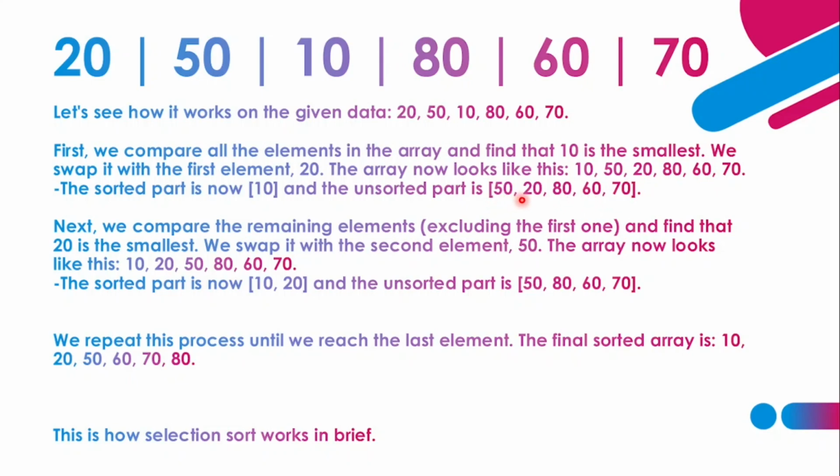In the unsorted part, in the second step, we'll find 20 is the smallest. As we can see, we have 50 at the second position, so we'll swap both of them, 50 with 20 and 20 with 50. Now 20 also becomes part of the sorted array. So now our array looks like this, where 10 and 20 are part of the sorted array and 50, 80, 60, 70 are part of the unsorted array. Over here you can see the sorted part and the unsorted part.